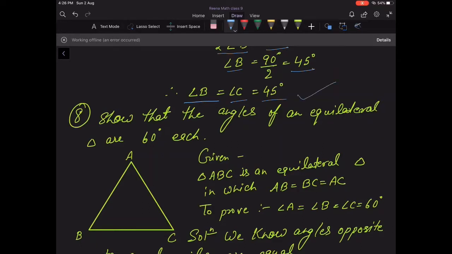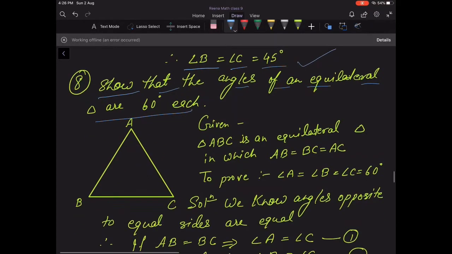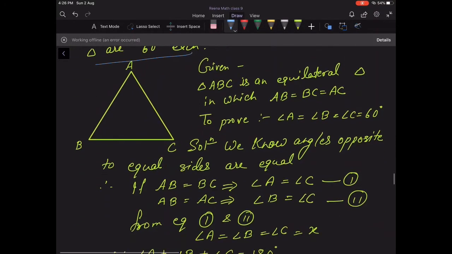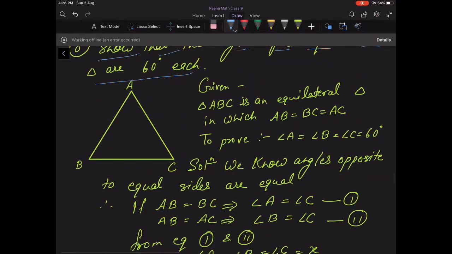Now come to the next question, that show that the angles of an equilateral triangle are 60 degree each. So for that I have taken an equilateral triangle ABC. So triangle ABC is an equilateral triangle in which AB is equal to BC is equal to AC. We have to prove that each angle, angle A, angle B and angle C, is equal to 60 degree. So we know that angles opposite to equal sides are equal.